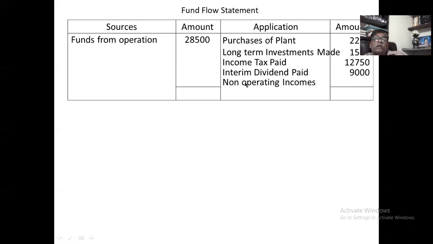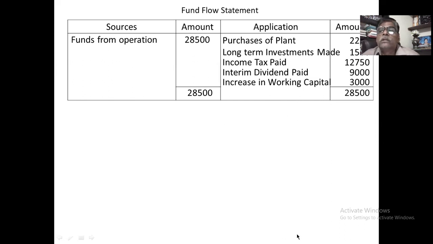Then you take the increase in working capital. Increase in working capital 3,000, and take the total, it is 28,500. Okay, 28,500. Like this you complete the solution in connection with fund flow statement. Okay.